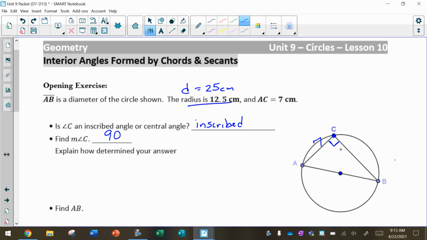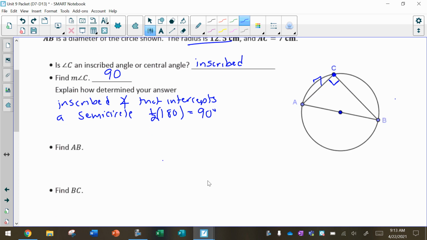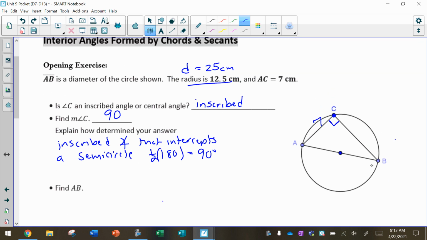So explain how you determine your answer. It's an inscribed angle that intercepts a semicircle. And therefore, 1/2 of 180 is 90 degrees. All right. Find AB. Well, AB is right there. I found it. Now, that means how long is it? Well, that's the diameter. That's going to be 25.